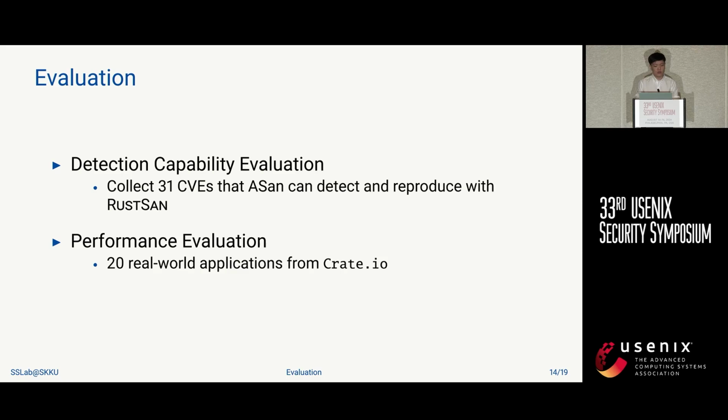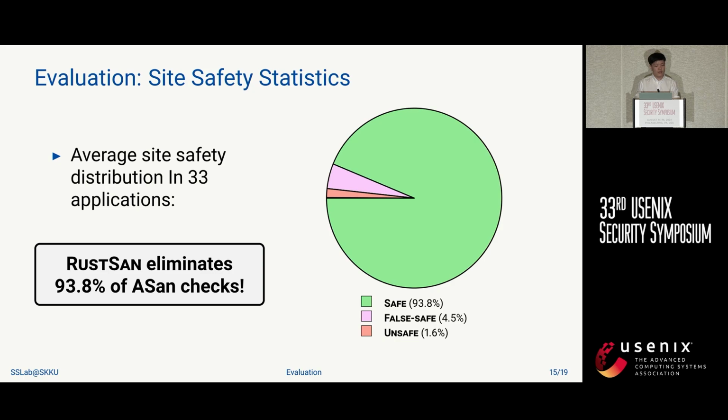For the evaluation, we collected all Rust memory safety CVEs and reproduced them with RustSan to show its detection capability. We also collected 20 real-world applications from Crates.io and built their built-in benchmarks with ASan and RustSan. Among many other statistics presented in the paper, the diagram shows the ratio of safe and false safe sites identified by RustSan in 33 popular crates. The numbers show that RustSan identified 93% of code on average as safe, which means RustSan eliminates checks on the vast majority of memory access sites.